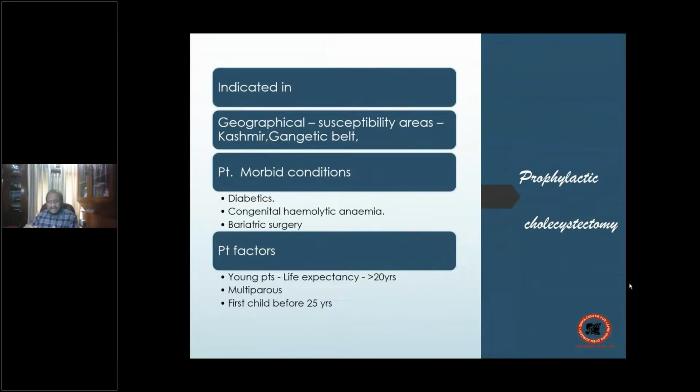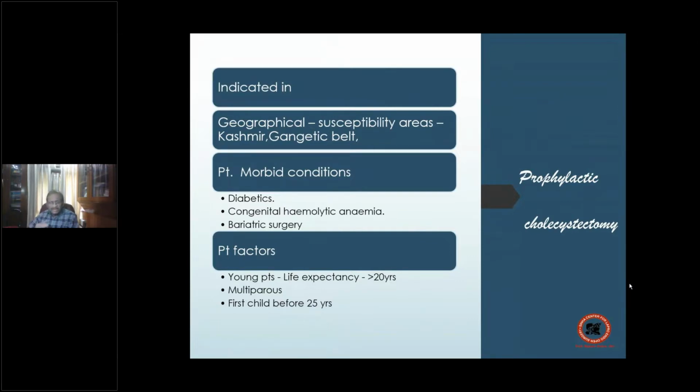So when is prophylactic cholecystectomy indicated? Number one, geographical call. Kashmir and Gangetic Belt, go ahead and do a prophylactic cholecystectomy. If the patient has comorbid conditions along with asymptomatic gallbladder stone, like diabetes, congenital hemolytic anemia, bariatric surgery, doing bariatric surgery, go ahead and do a prophylactic cholecystectomy.